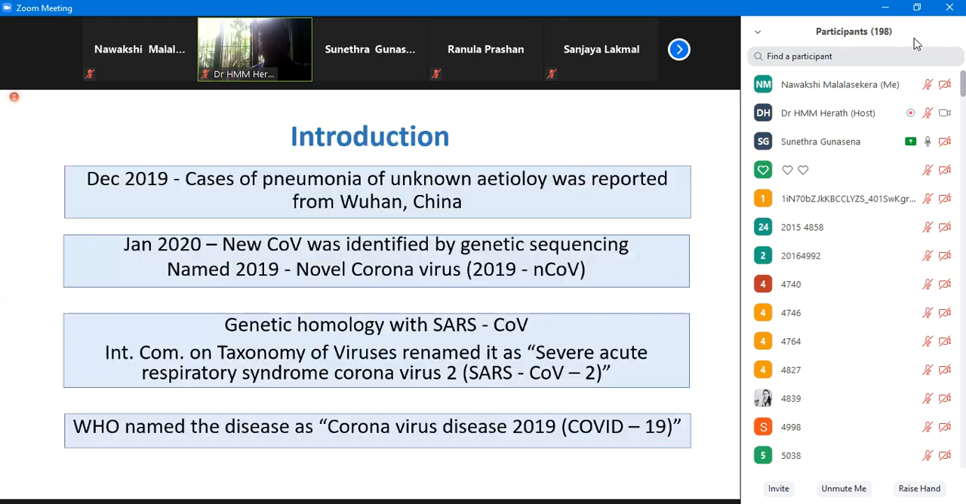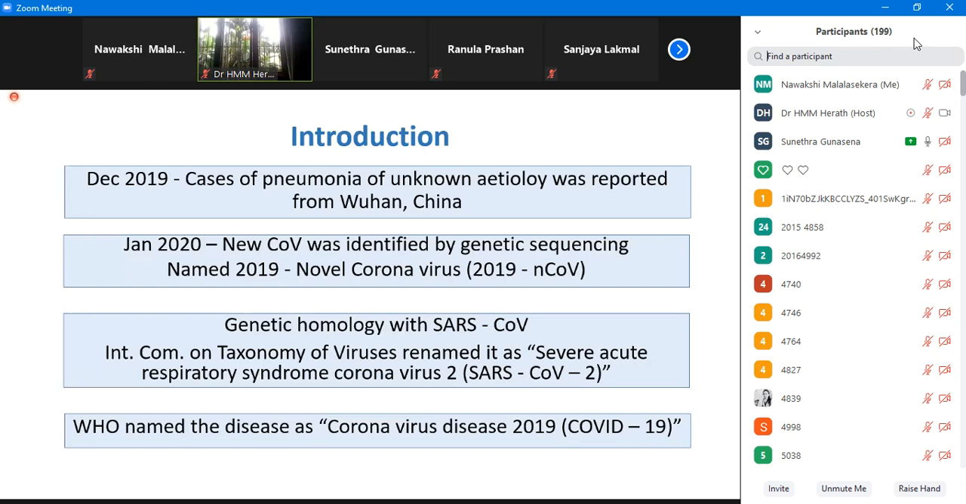Let us look at a brief introduction to the current situation. It started with the reporting of cases of pneumonia of unknown etiology from Wuhan, China in December 2019. In January 2020, China submitted the genetic sequencing of the new coronavirus identified from these patients, and it was named as 2019 novel coronavirus or 2019-nCoV.